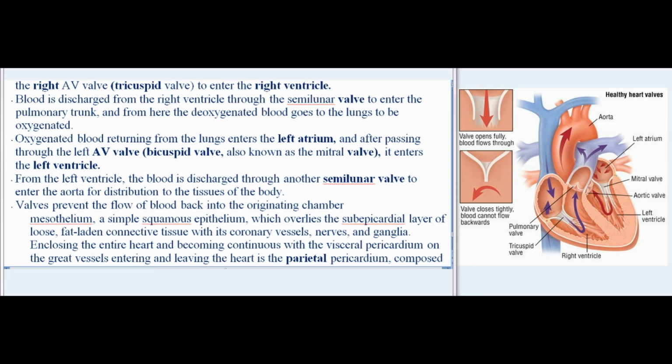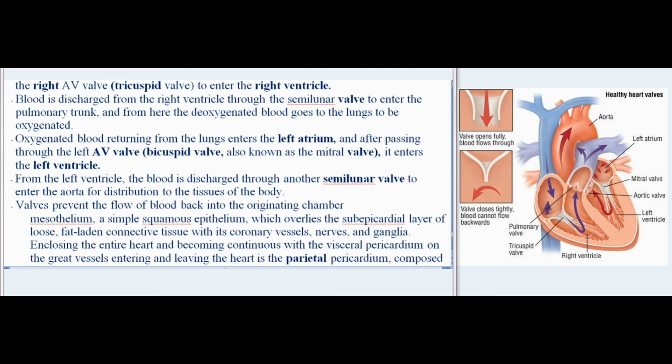Blood is discharged from the right ventricle through the semilunar valve to enter the pulmonary trunk, and from here the deoxygenated blood goes to the lungs to be oxygenated. Oxygenated blood returning from the lungs enters the left atrium, and after passing through the left AV valve, the bicuspid valve, also known as the mitral valve, it enters the left ventricle. From the left ventricle, the blood is discharged through another semilunar valve to enter the aorta for distribution to the tissues of the body. Valves prevent the flow of blood back into the originating chamber.